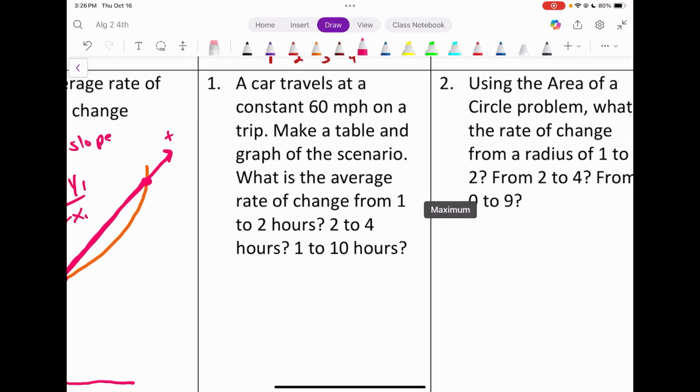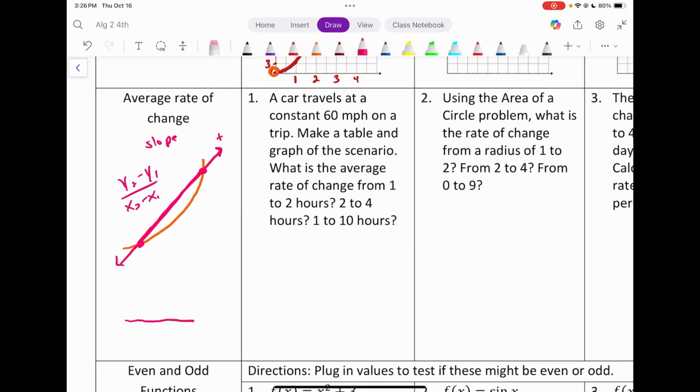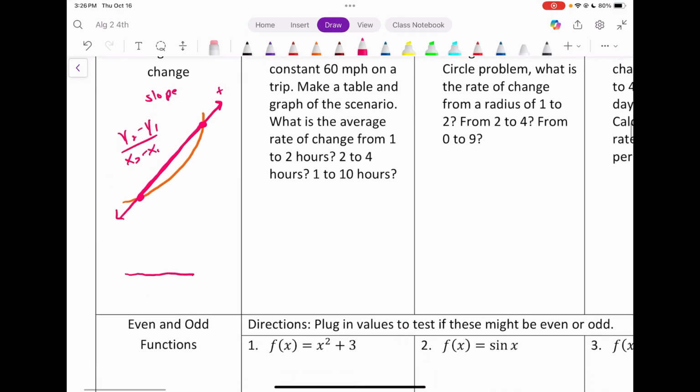So therefore, let's try one of these. A car travels at a constant 60 miles per hour. It says make a table. So if it's traveling at 60 miles per hour, we'll put the number of hours versus the distance it's traveled. If it's not traveled for any hours, it's not traveled any distance at all. After 1 hour, it's traveled 60 miles. After 2, 120 miles. After 3, 180 miles. And after 4, 240 miles.